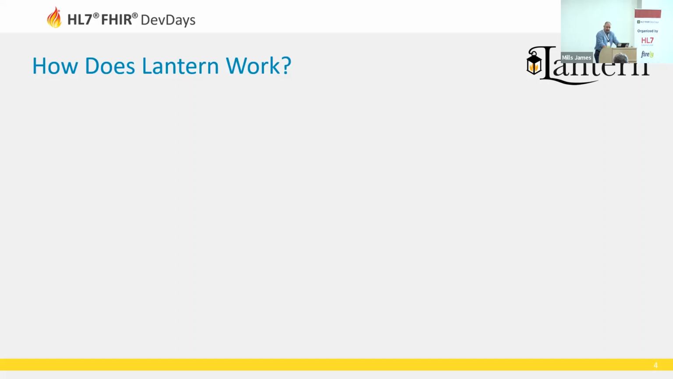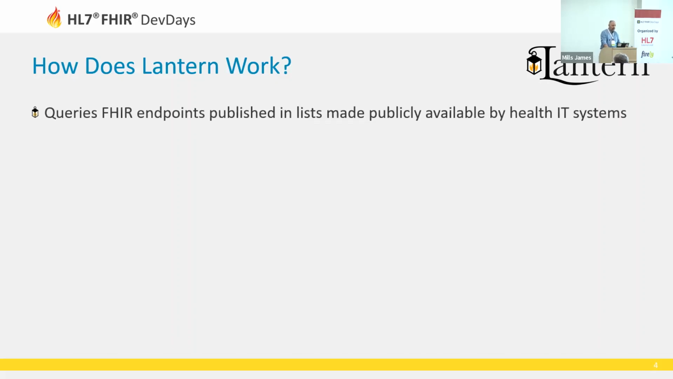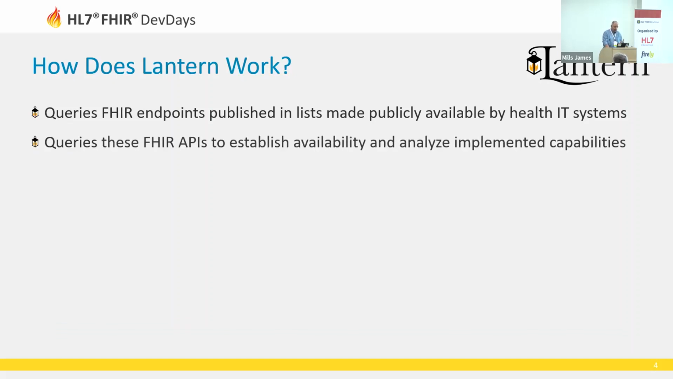So how exactly does Lantern work? Well, health IT systems have to publish these lists of their endpoints. We know that from regulations. So if we ingest that within Lantern, we query those FHIR APIs to check on availability and analyze implemented capabilities. And once again, those capabilities come from the capability statement.